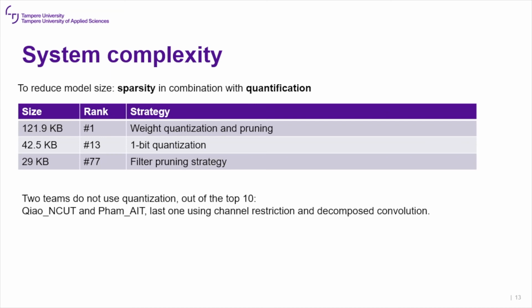The top 10 systems belonging to 3 different teams are close to the allowed model size limit. They range from 110 to 126.81 kilobytes, with the model ranked first having a size of 121.9 kilobytes. The smallest model can be found in position 77, which uses a filter pruning strategy consisting of 3 steps, with 1 extra for final quantization of the weights to 16 bits. Sparsity, used in combination with quantization, is a very popular and efficient way of reducing the model size.